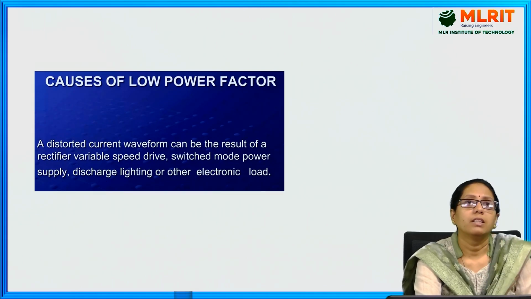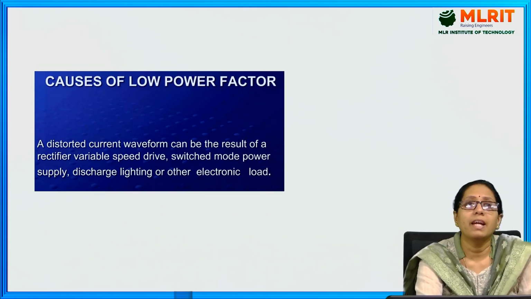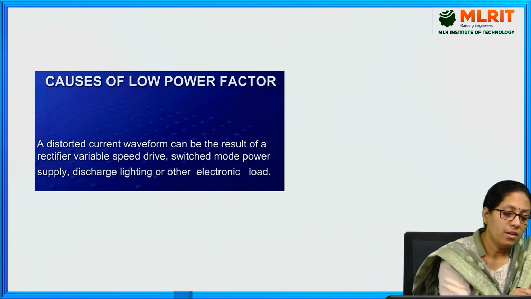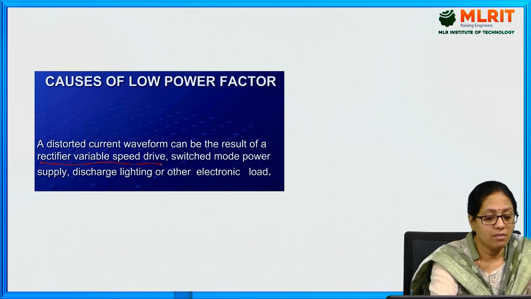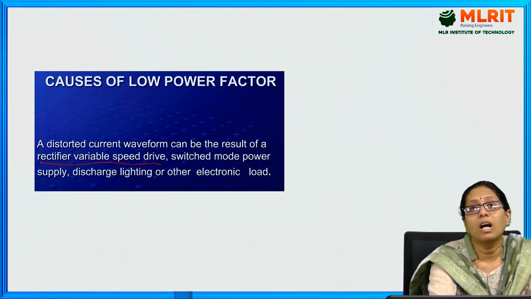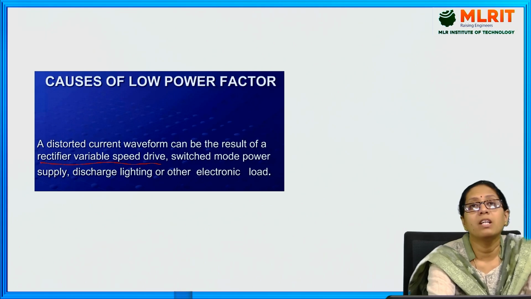What are the other causes? Distortion of the current waveform can be a result of a rectifier or variable speed drive. The rectifier is connected for converting AC into DC, and this rectifier is also affected by changes in the power factor.